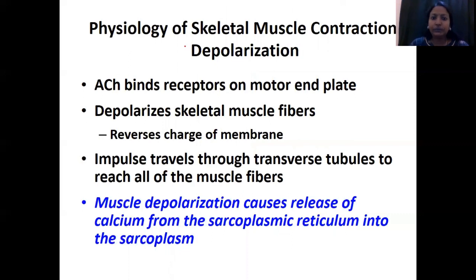Now let's take the physiology behind the depolarization. Acetylcholine binds the receptor on the motor end plate, which undergoes depolarization. Then the impulses travel through the tubules and reach the muscle fiber. There, muscle depolarization causes the release of calcium from the sarcoplasmic reticulum into the sarcoplasm. And this release of calcium in turn leads to the release of the neurotransmitter that is present in the vesicle.